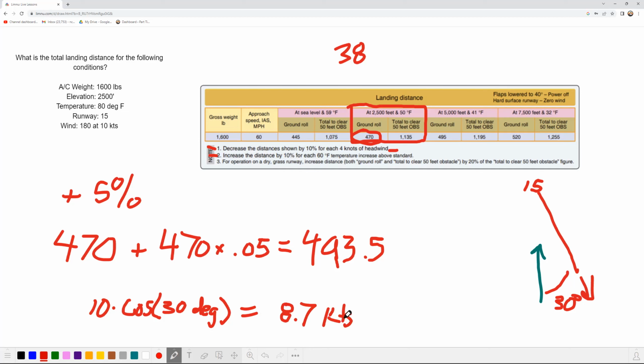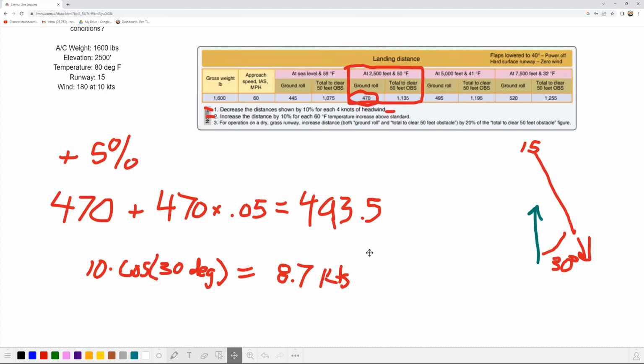And then you should get about 8.5 to 9 when you do the headwind chart for the FAA figure, which again, we've done in the past. I just wanted to do it quicker here. All right, so we have headwind of about 8.7 knots. Now it says here to decrease the distance shown by 10% for each 4 knots of headwind. Well, we have a little bit over double that.